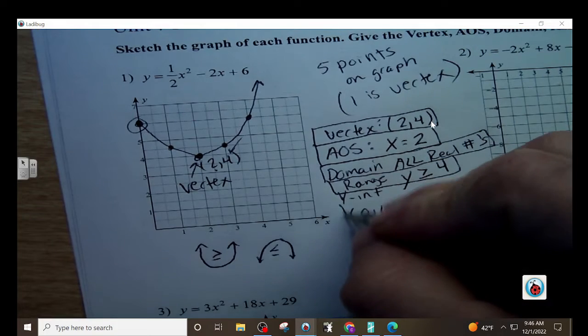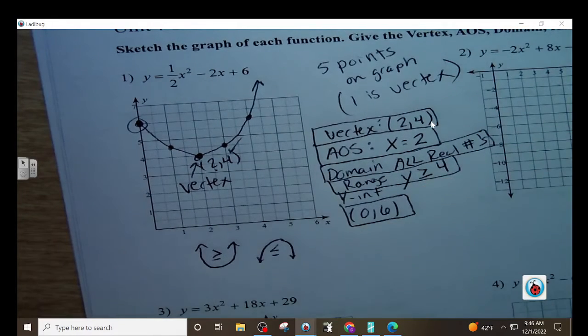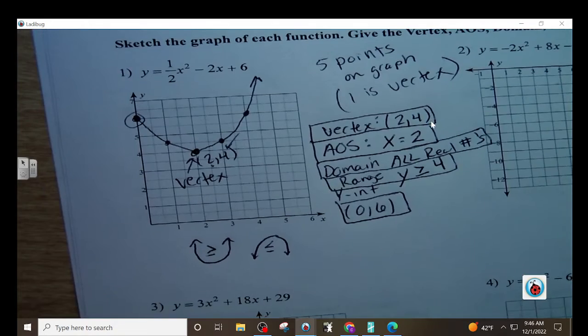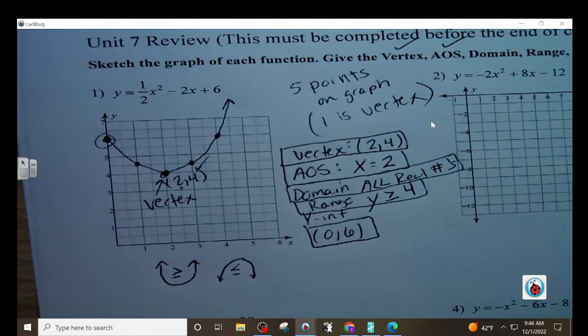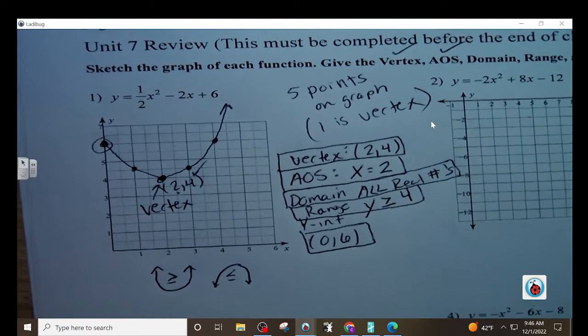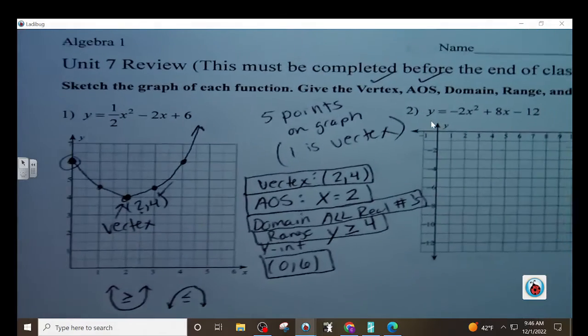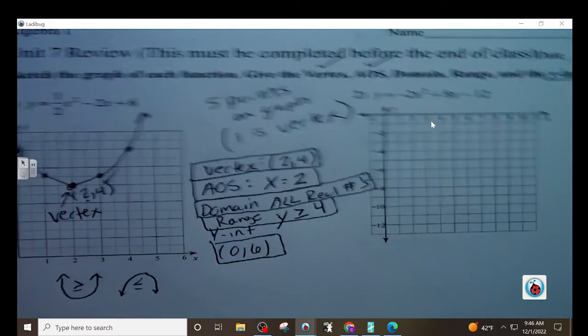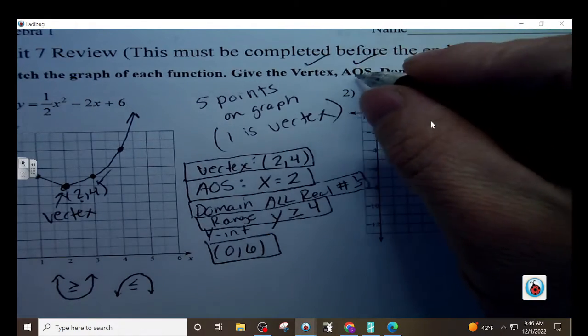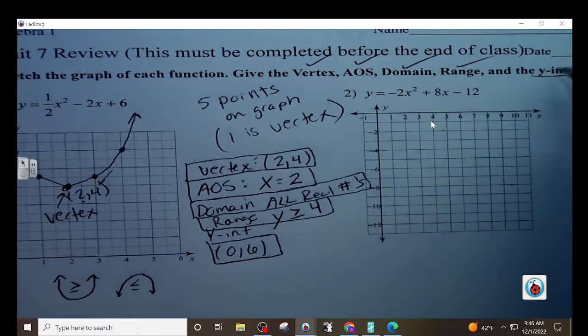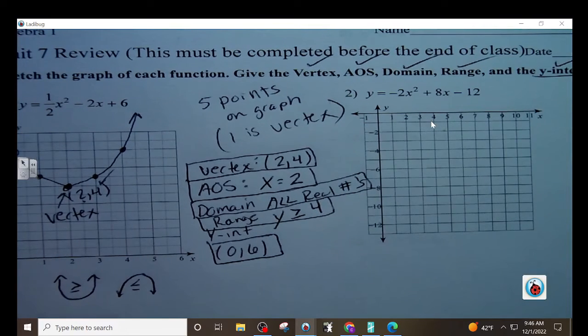And guys, we mentioned the y-intercept is (0, 6), okay? So, guys, if you think about it, that's everything you need. So that's vertex, axis of symmetry, domain, range, and the y-intercept, okay?